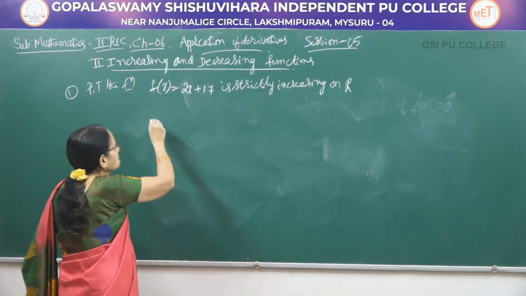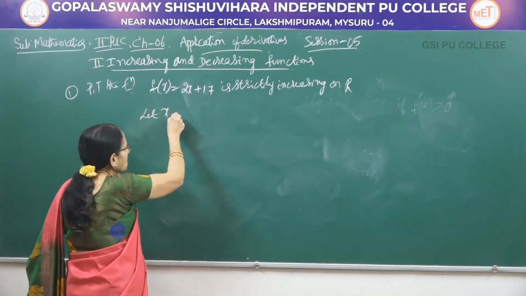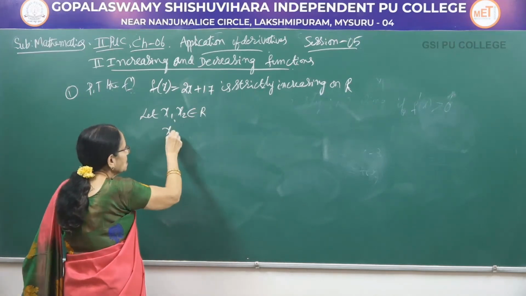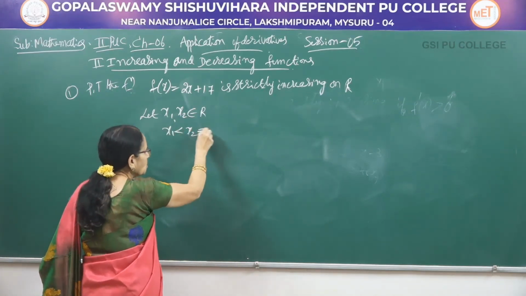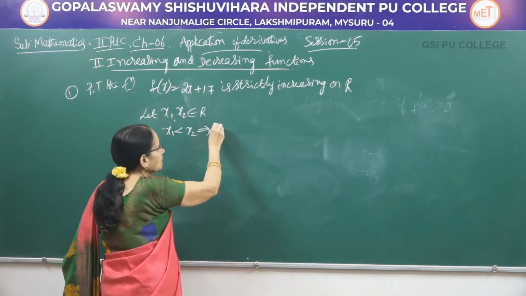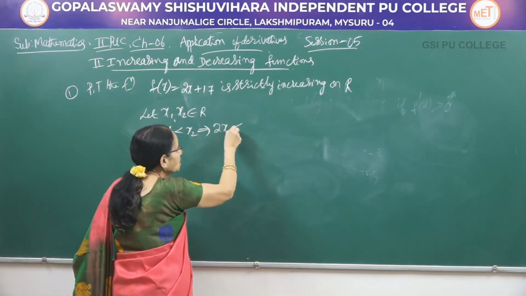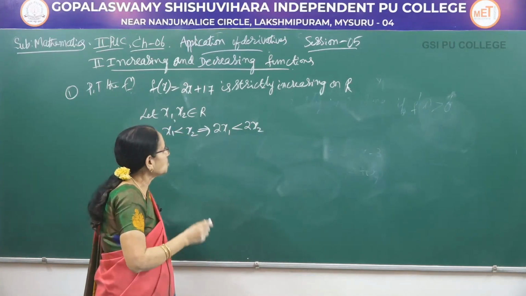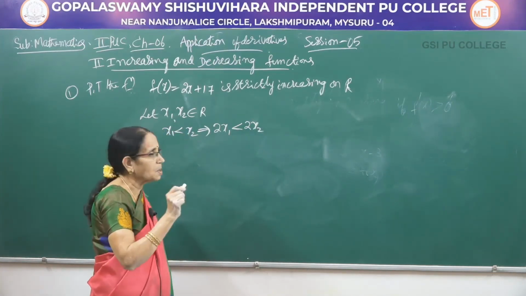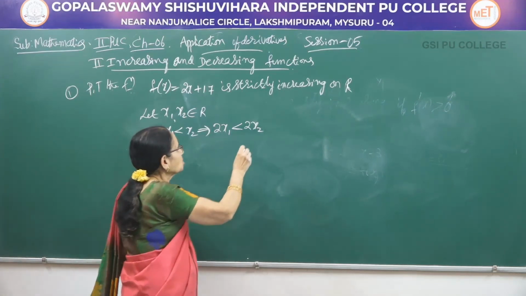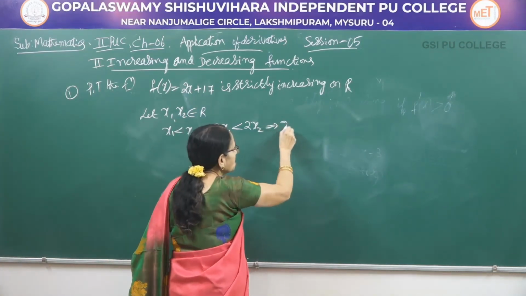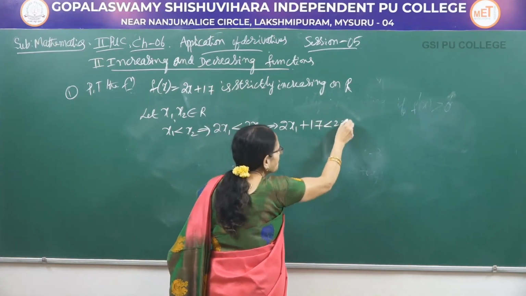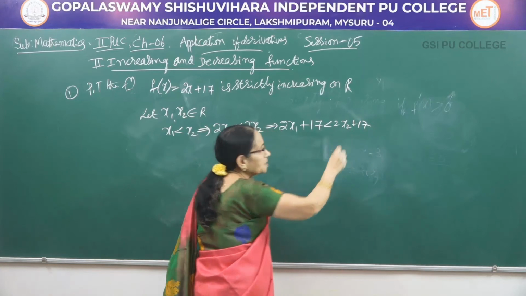The same procedure here also we are adopting. Let x1, x2 belong to R, then x1 less than x2 implies, first you multiply by this number which has been given to us in the definition of the function. So 2x1, multiplied by the same number, less than 2x2, and add 17 to both sides: 2x1 plus 17 less than 2x2 plus 17.